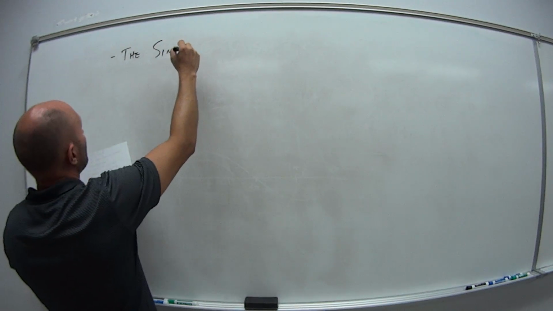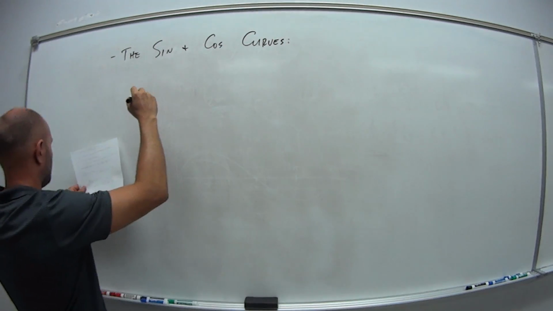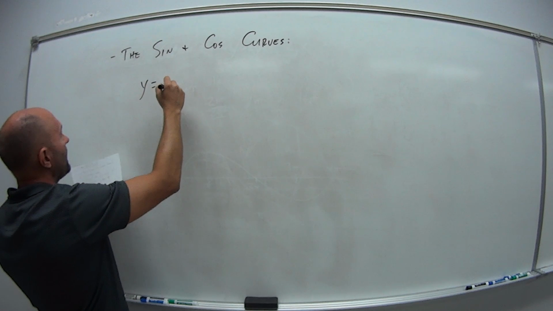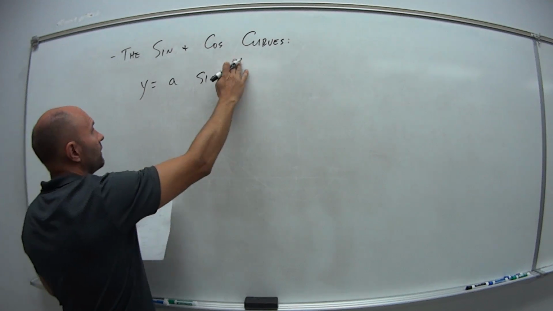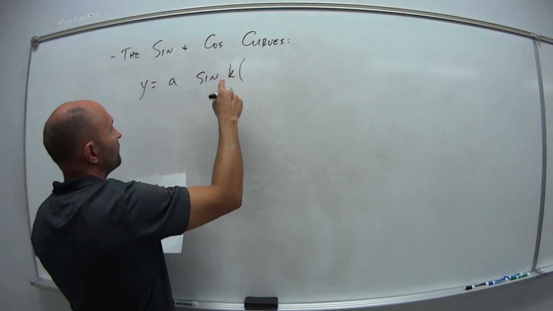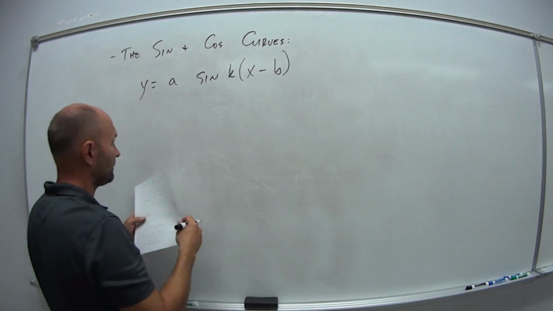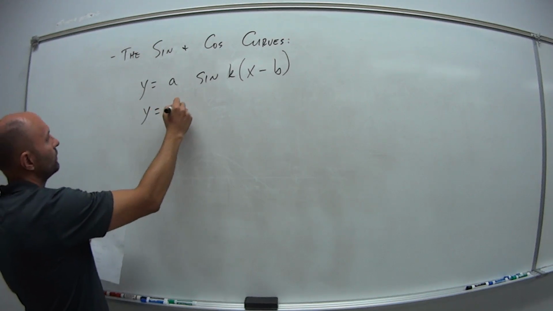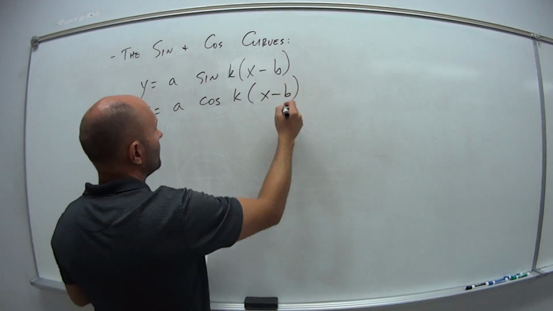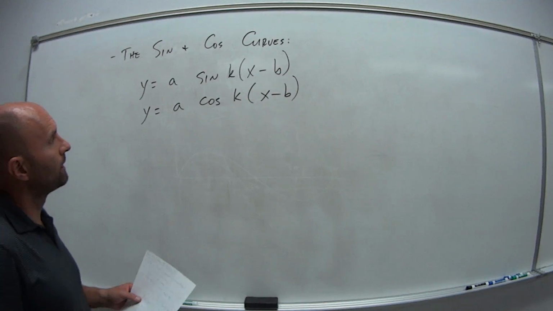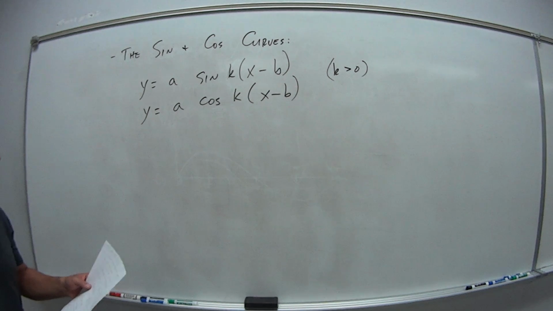So the sine and cosine curves: y equals a sine of k times (x minus b), or we could have y equals a cosine of k times (x minus b). Again, k has to be nonzero. That's going to be our period number.